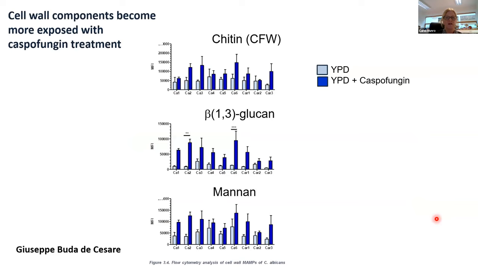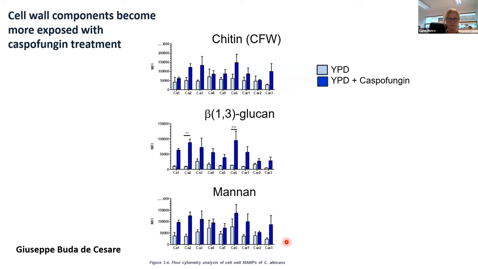So first of all, Giuseppe used flow cytometry to look at what changes there are at the cell surface when you treated those different isolates with caspofungin, and could we see differences between the drug sensitive and the drug resistant isolates? You won't be able to read these labels very well, but the take home message is that all of these isolates, it didn't matter whether they were resistant or sensitive to the drug, all upregulated their chitin levels, exposed more beta-1,3-glucan, and increased their mannan levels in response to the drug treatment.